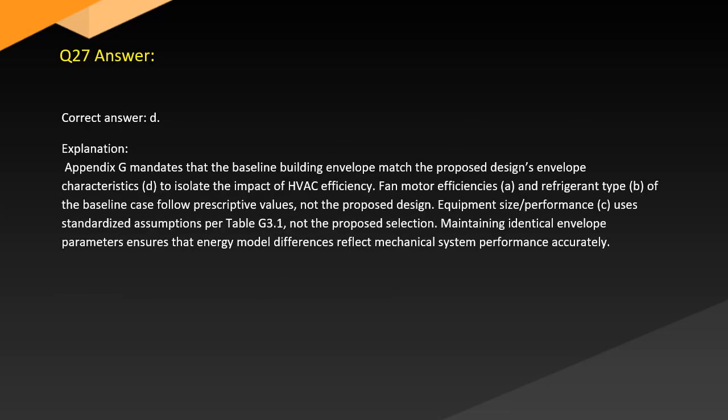Answer. Correct answer D. Explanation. Appendix G mandates that the baseline building envelope match the proposed design's envelope characteristics, D. To isolate the impact of HVAC efficiency, fan motor efficiencies A and refrigerant type B of the baseline case follow prescriptive values, not the proposed design. Equipment size and performance, C, uses standardized assumptions per Table G3.1, not the proposed selection. Identical envelope parameters ensure that energy model differences reflect mechanical system performance accurately.